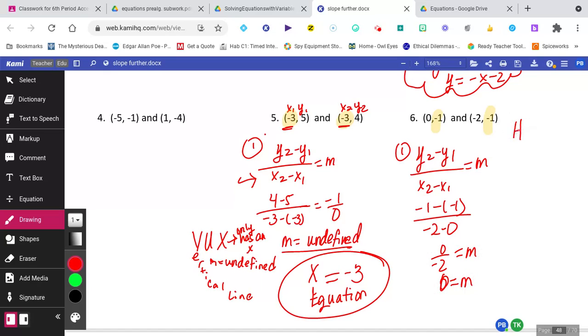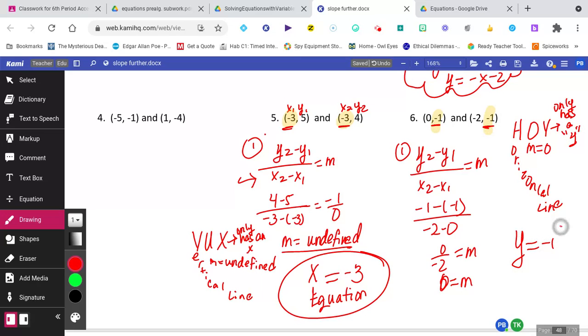Committing to memory, HOY. If you see something with a slope of 0, it's a horizontal line. But this equation only has a y. So it's y equal to whatever these y values are, -1.